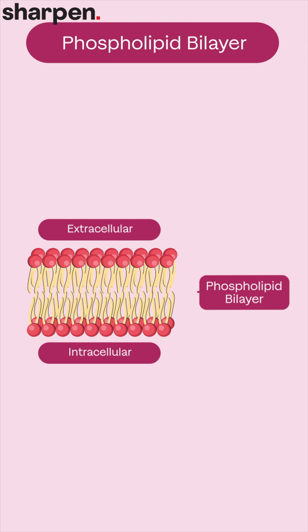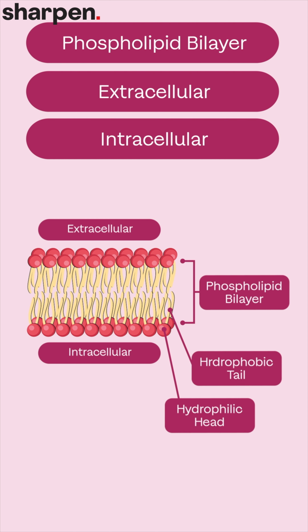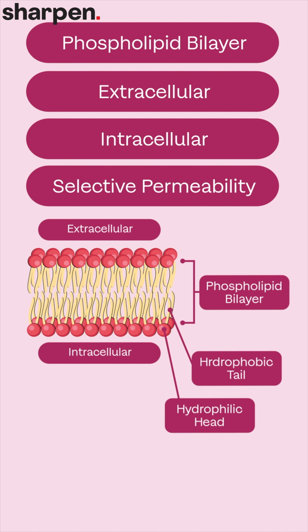There's fluid surrounding the cell called extracellular fluid, and the fluid inside of the cell called intracellular fluid. Because the phosphate heads are hydrophilic, they prefer to touch this fluid. Because the lipid tails are hydrophobic, they're contained within the bilayer away from the fluid. In fact, very few particles can pass through this lipid bilayer unless the cell allows them to. This is called selective permeability.